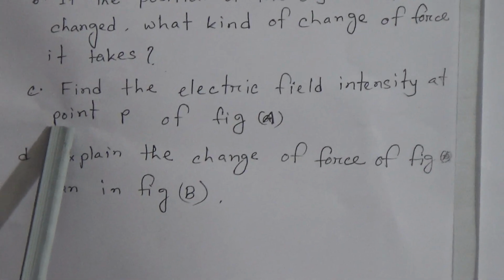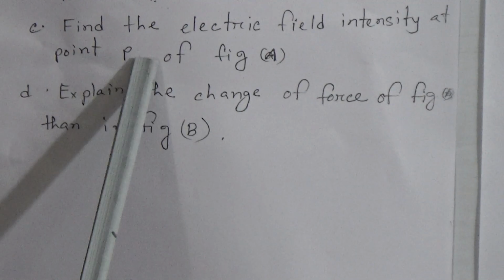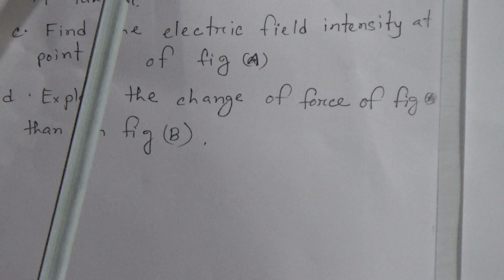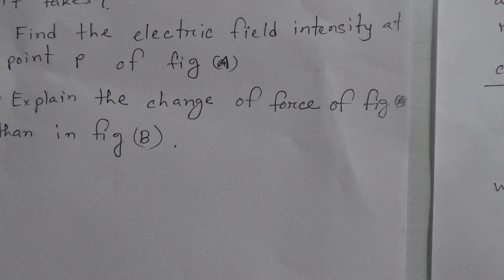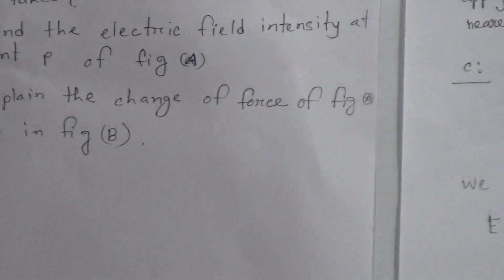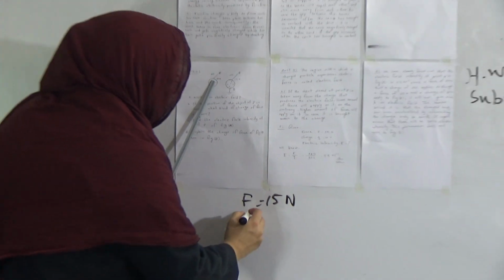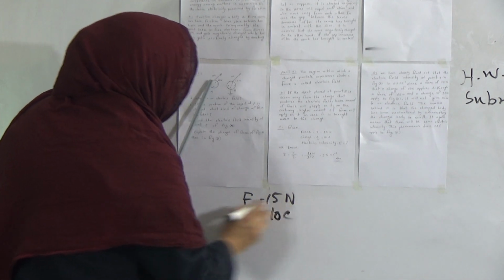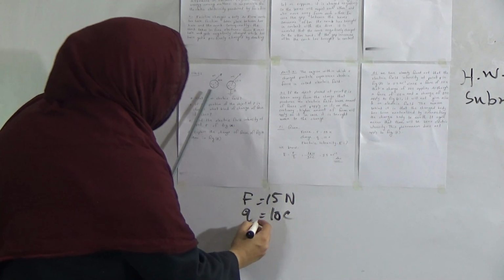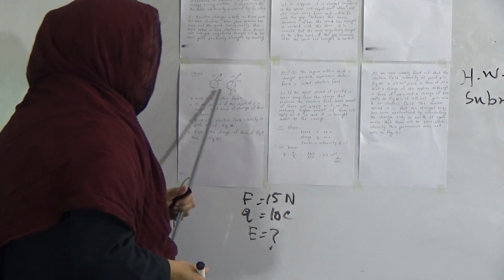Now question number C. This is a mathematical problem. Find the electric field intensity at point P on figure A. So now my dear students, right here given the force F equals 15 Newton. Here the charge is also given. The amount of charge Q equals 10 coulomb. We have to find the electric intensity, that is E, or electric field.